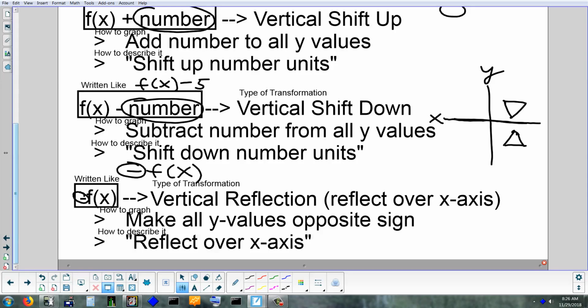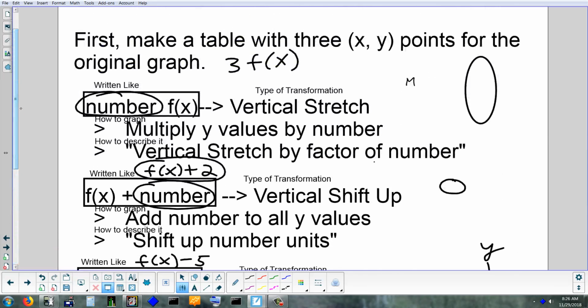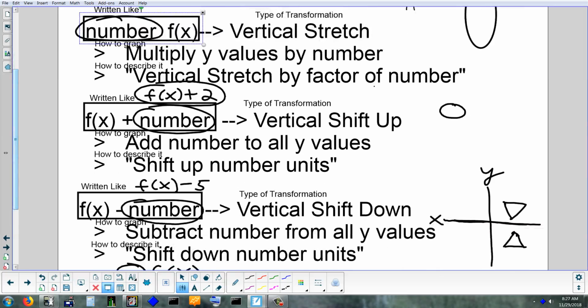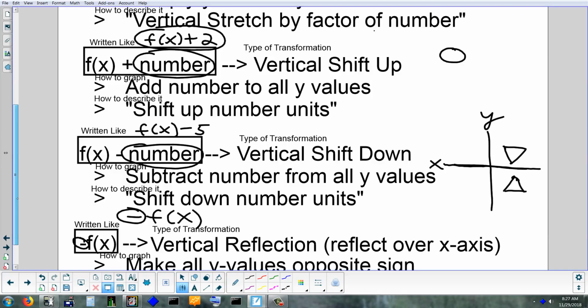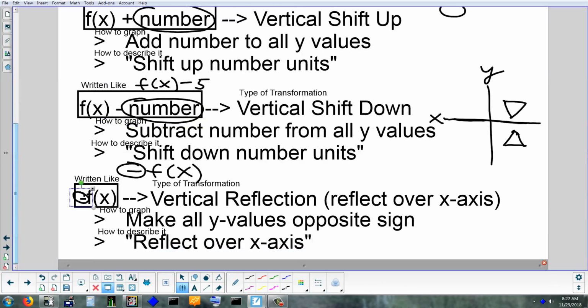Now, look at all the boxes I have, and I want you to kind of look for a pattern. The first one I multiplied by a number. Was that inside the parentheses or out in front? Out in front. It was outside the parentheses. I added a number. Is it inside the parentheses or outside? Outside. I subtracted a number. Is it inside the parentheses or outside? Outside. I put a negative. Is the negative inside the parentheses or outside? Outside. That's the pattern with vertical stuff. It's all outside the parentheses.